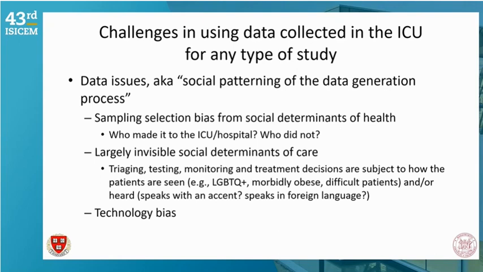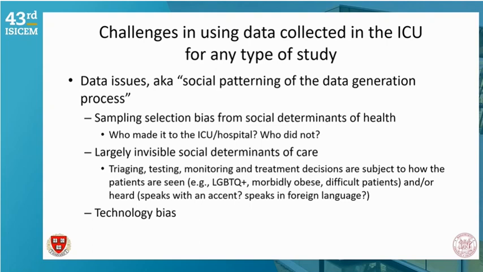And then the last, which is the most complicated challenge in using data collected in the ICU, not just for machine learning, but for clinical research, would be all the data issues. This is also known as social patterning of the data generation process. Most people who do machine learning are not really familiar with these types of problems. Here I enumerated 3 problems with the data, not just coming from the ICU, but coming from all hospitals and clinics. The first one is sampling selection bias from social determinants of health.